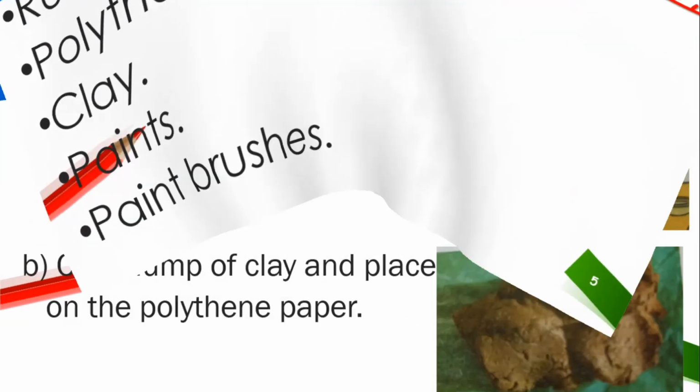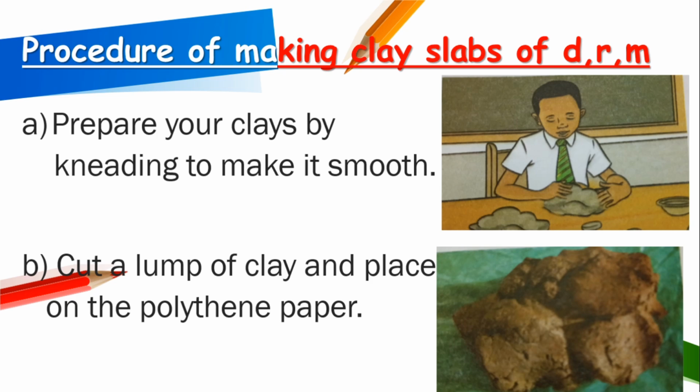Now, we have the procedure for making the slab. The first procedure of making clay slab: prepare your clay by kneading to make it smooth. You can see in this picture that there is a boy kneading using his hand. He has mixed the clay soil with water, and he is kneading.